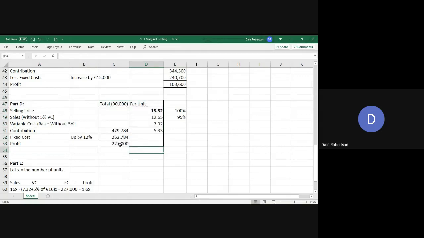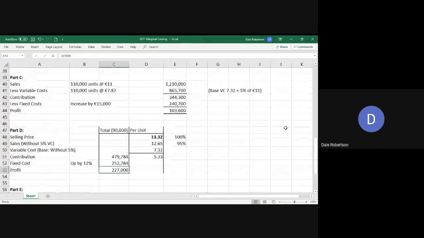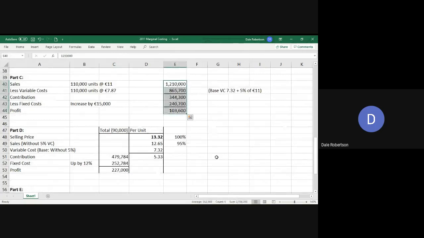You start at the bottom and we're going to work our way up because of course we're working towards the selling price. In the previous one, we started at the top and worked our way down because we were working towards profit as the answer. So we have the same profit of 227. We have a new fixed cost. It has gone up by 12%. So therefore, when you add backwards here to get the contribution, you're going to get 479,784. If we divide that by 90,000, we translate it to being a per unit figure of 533.